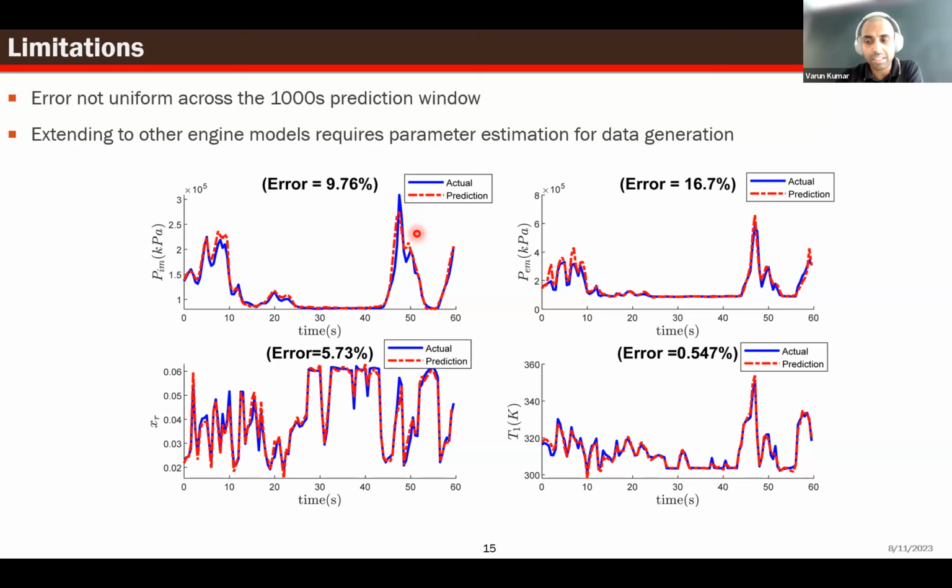The other limitation is that if you have to extend this to other engines, the parameters that were used in the original Simulink model need to be estimated again. That's one of the other challenges that we have if we want to extend this to any engine in the field today.